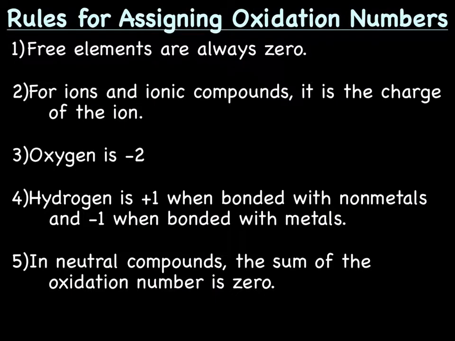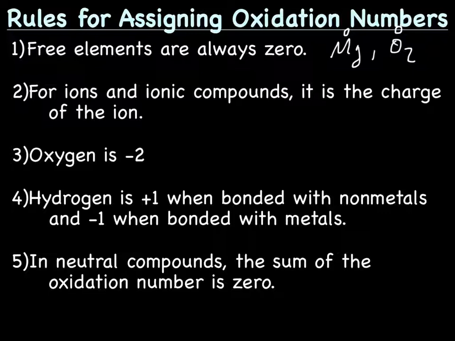All right, rules for assigning oxidation numbers. You need to know these rules to be able to assign oxidation numbers, and you need to be able to assign oxidation numbers to be able to do redox reactions. Okay, so we'll go through the list of rules, and then we'll try some sample problems, which will hopefully help. So free elements are always 0. And a free element is just an element hanging out by itself. So if you saw Mg or O2 or whatever, their oxidation number would be 0.